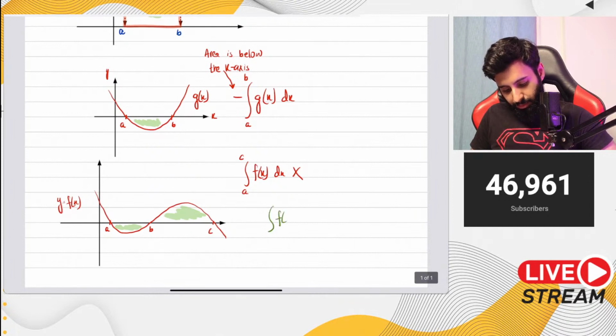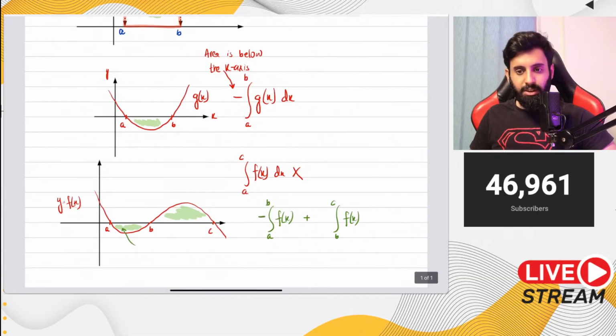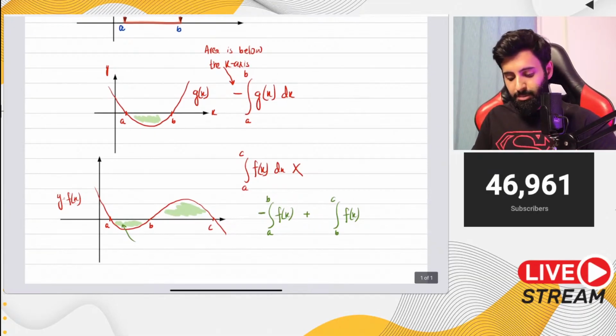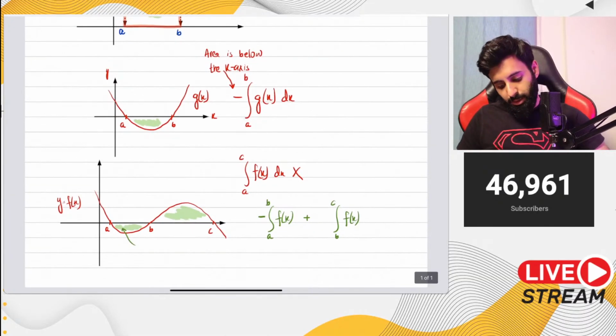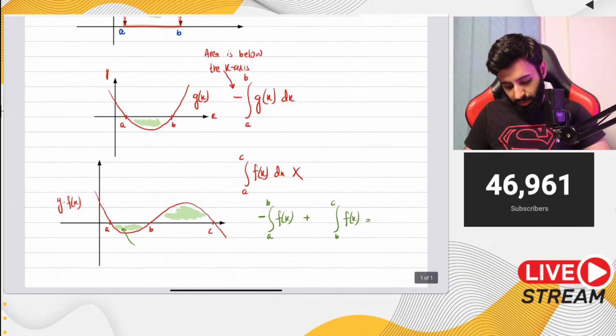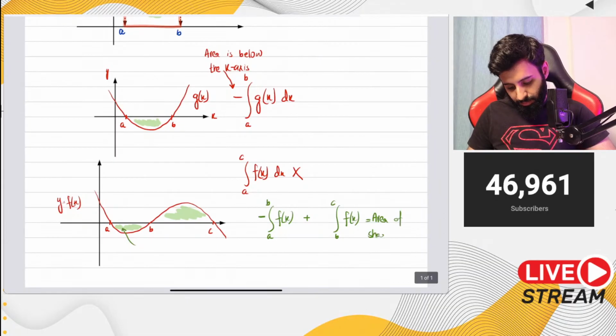First, you'll integrate f of x within the limits a and b. Then you're going to find this area. And then again you'll integrate f of x, this time within the limits b and c. And remember to multiply the first area by minus, so that it turns out to be positive. So this is how you will find the area of the shaded region.